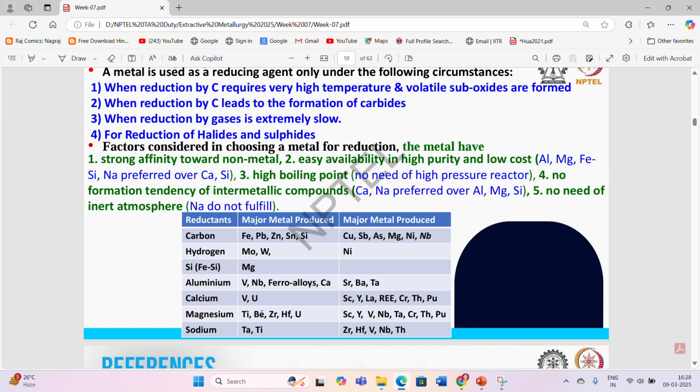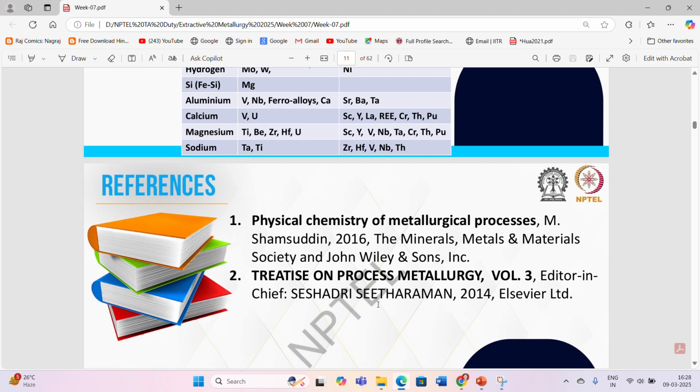Then calcium as a reductant is generally used for the production of vanadium and uranium material. Then magnesium is generally used for titanium. In the Kroll process, titanium is produced with the help of magnesium as a reductant material. Then sodium is generally used for the metal production of tantalum and titanium. And sometimes zirconium, hafnium, vanadium, niobium, and thorium are also produced with the help of sodium as a reducing agent.